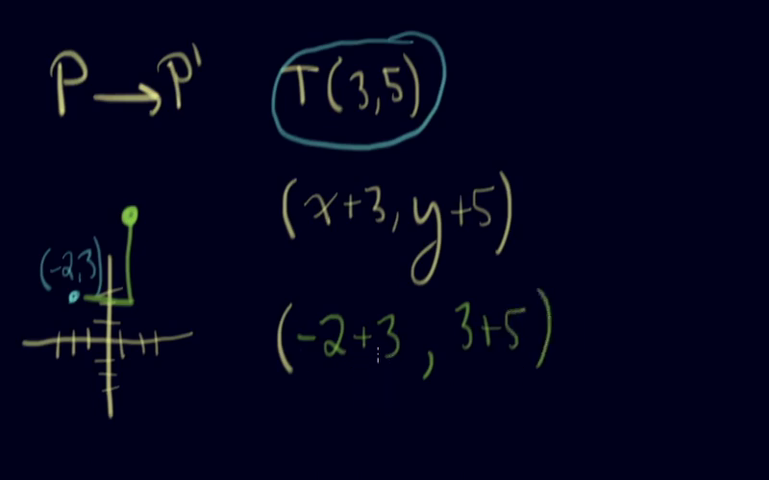Okay, so what's negative 2 plus 3? Well, that's going to be 1. So our new point would be 1, 8. And that's where it is. So this would be the image, at 1, 8. Does that make sense how that works? So this ended up at 1, 8. That was applying this rule to that situation. There are different ways that you could write it.